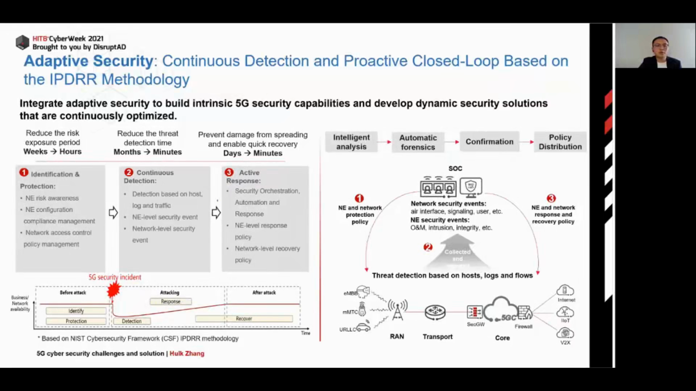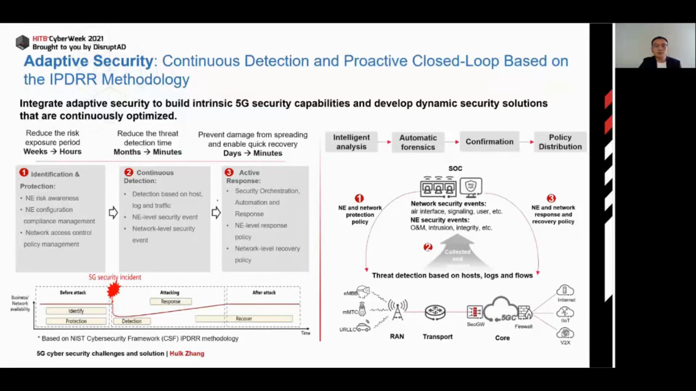In this way, maybe the risk exposure period can be reduced from weeks to hours, and the threat detection time can be reduced from months to minutes, and also the response time will be reduced from days to minutes. In this way, some security incidents or risks can be discovered in time, and the service availability will be guaranteed timely.